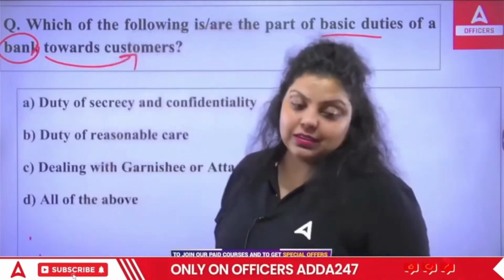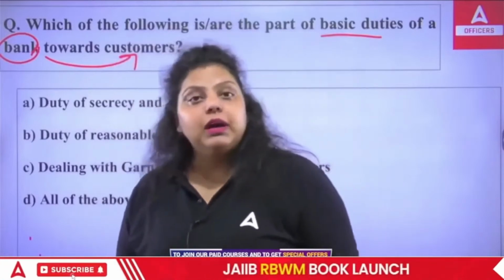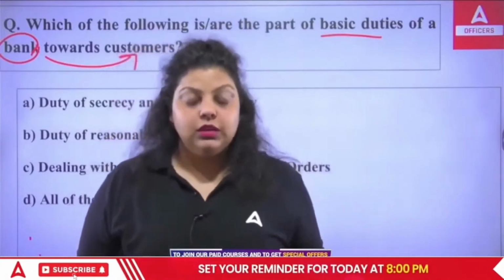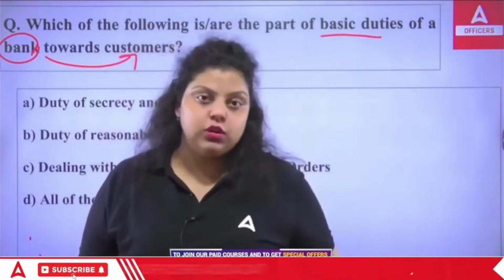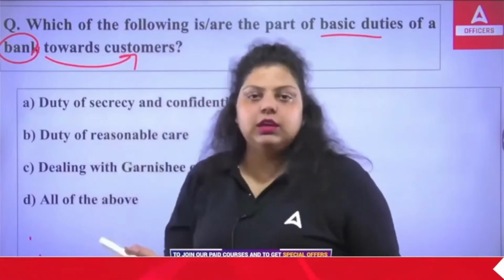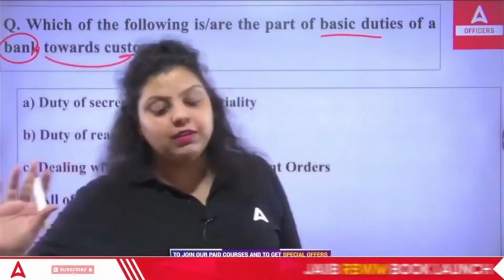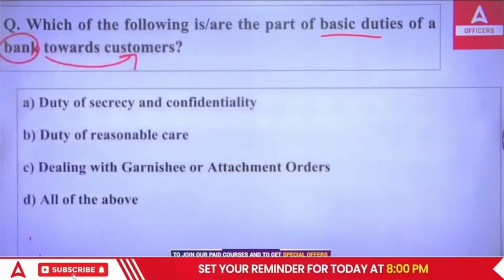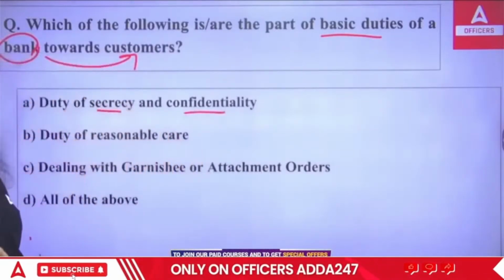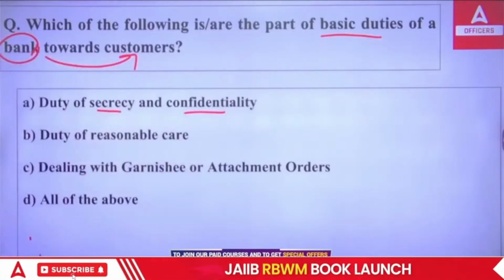Let's say, for example, a certain case came up against your customer and the government or the police department or the CBI or something, income tax officers, they are asking for a detail about the customer. In that situation, you have to share the information of the customer. So certain exceptional cases are there, in case of legal formalities, you have to share the information about the customer, otherwise no. So this is actually the duty of a bank of secrecy and confidentiality about the customer information.